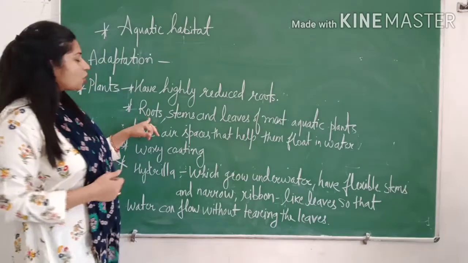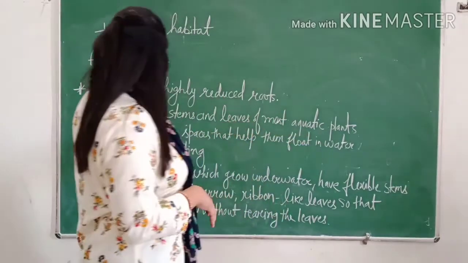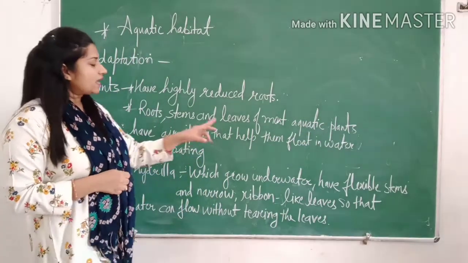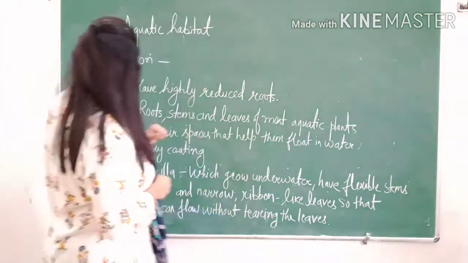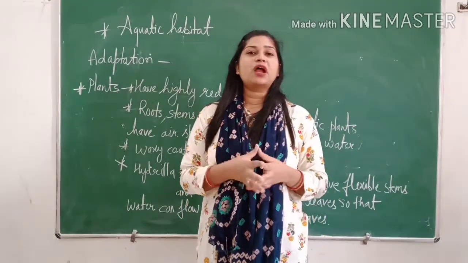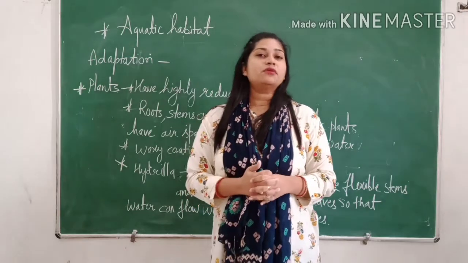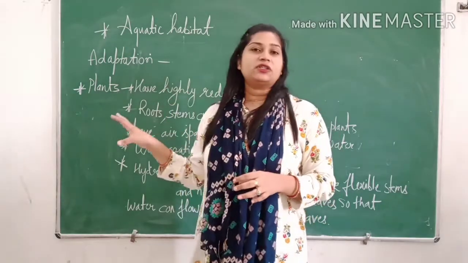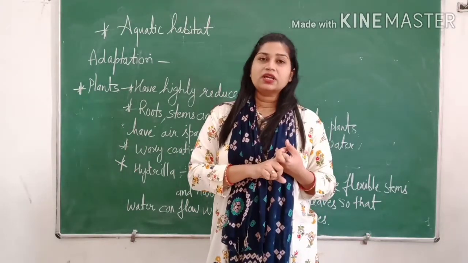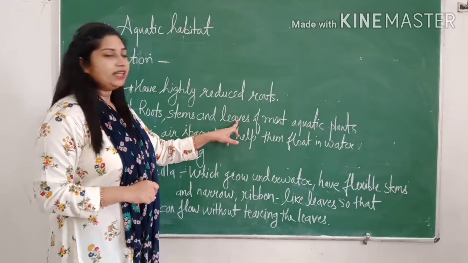Now second, the roots, stems and leaves of most aquatic plants have air spaces. Why do they have air spaces? Because it helps them to float in water. You must have observed that some plants seem to float in water. They are able to float because of this feature, that they have air spaces. In some plants it is in the roots, in some it is present in the stems, and in some it is in the leaves.